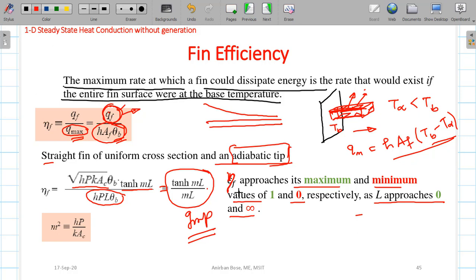Okay, but efficiency indicates whether a particular fin is efficient or not, and fin effectiveness indicates whether, in a particular situation, applying a fin is justified with respect to if the fin was not there or not. Okay, so these are the differences, and this is the formula to find the fin efficiency. Very important, you remember this final result for the fin efficiency for the adiabatic tip.